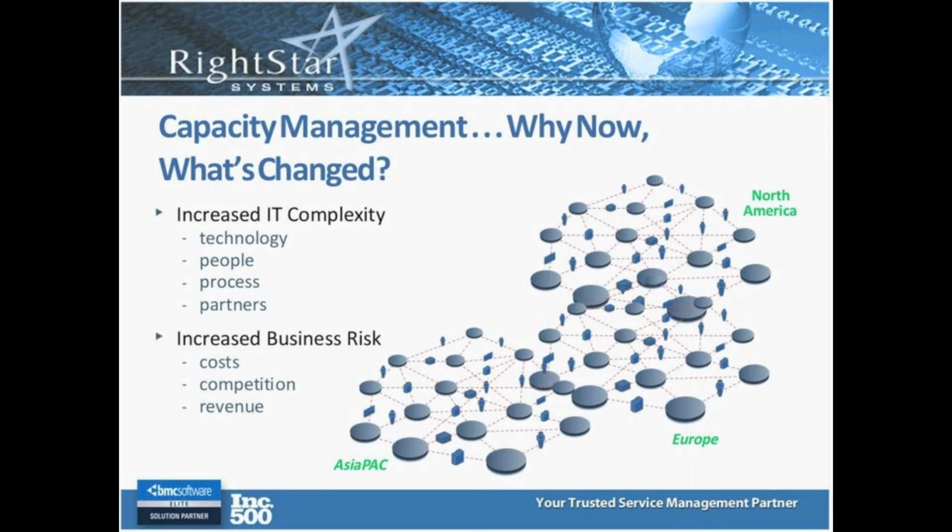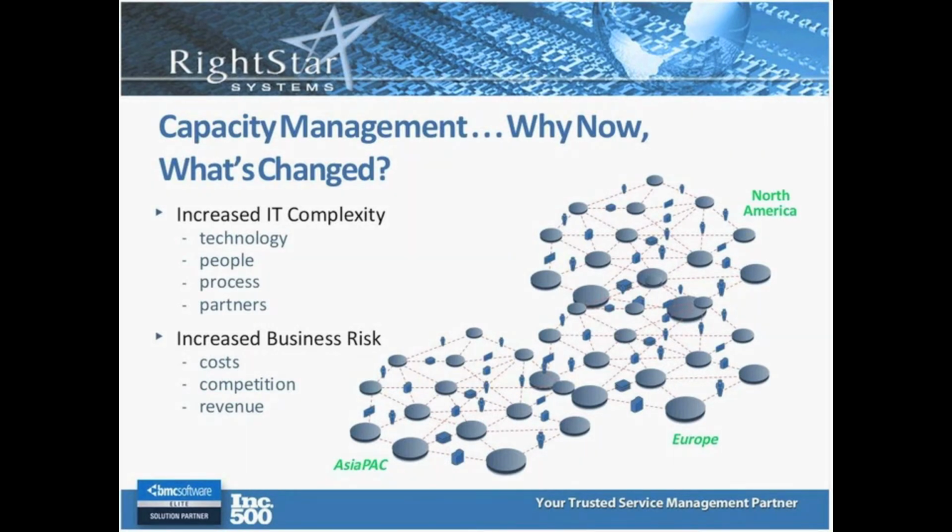How much do I need? And how can I match up and make sure that I'm aligning supply with demand? You have multiple processes and partners as well. Maybe you're outsourcing some of your IT to a public cloud. And in that case, you're wanting to ensure that they're going to give you the capacity you need, or maybe you're a provider and you need to ensure that your customers have capacity. So that's from an IT complexity perspective. Business risk has only increased.